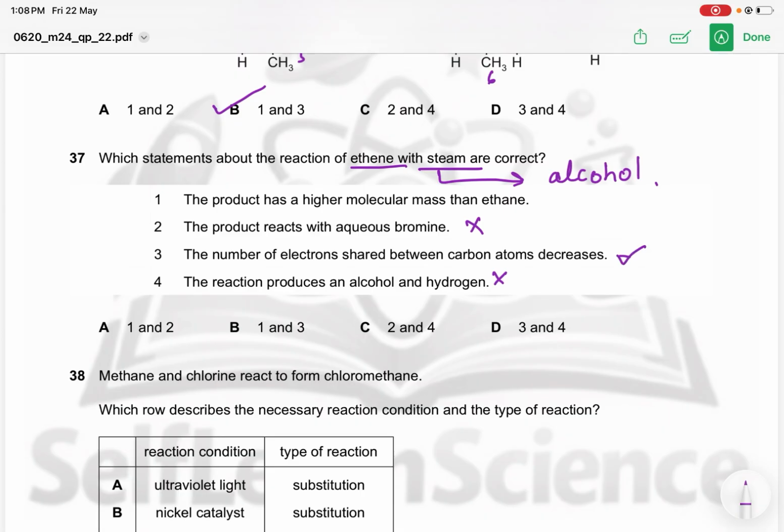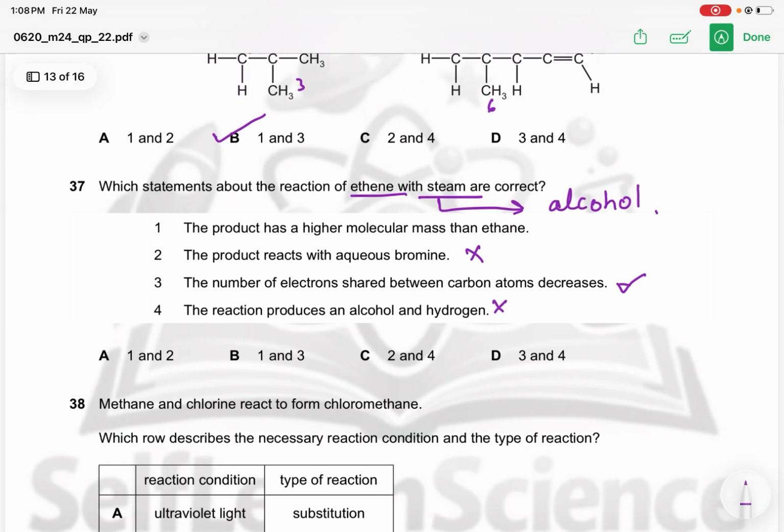So that is correct. And the product has a higher molecular mass than ethane. So we can just find it out. When ethene reacts with steam, it forms ethanol, which is C2H5OH, and ethane is C2H6. So we can just find the Mr of both of them. Okay. As we have found that options 2 and 4 are wrong, it is 1 and 3 which are the correct options.